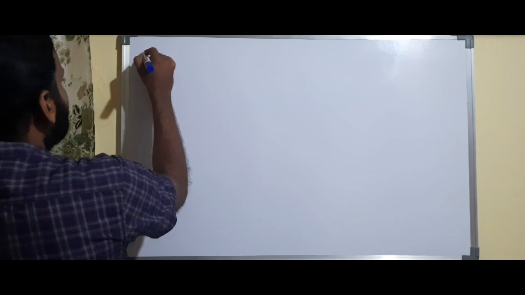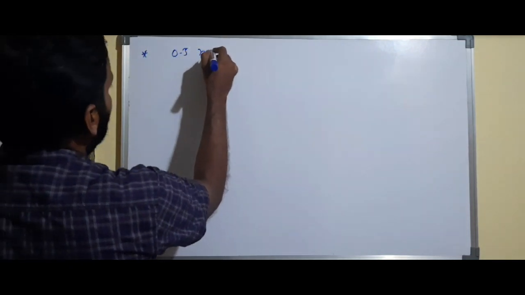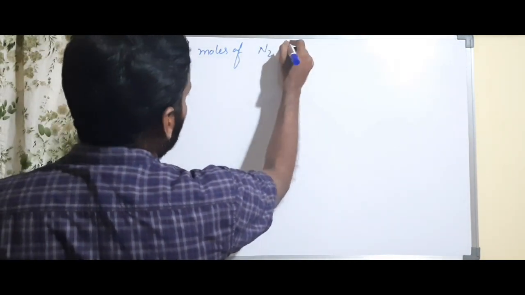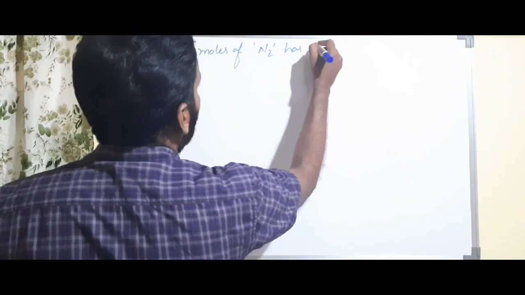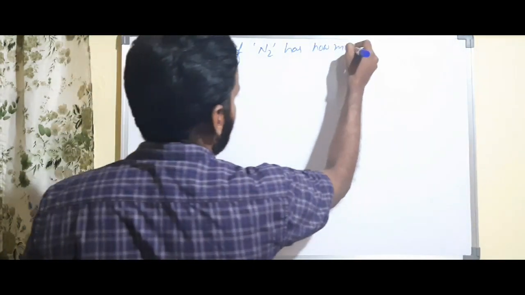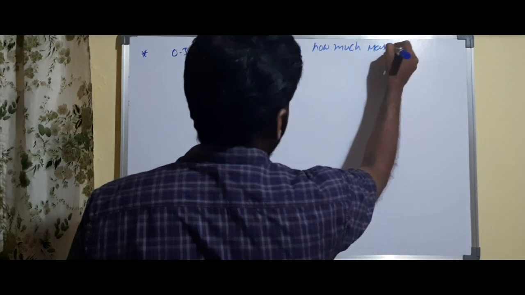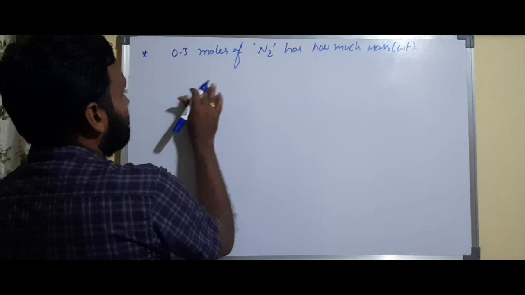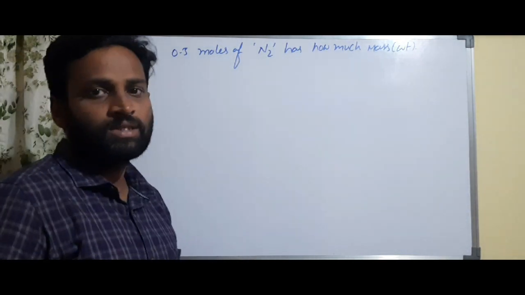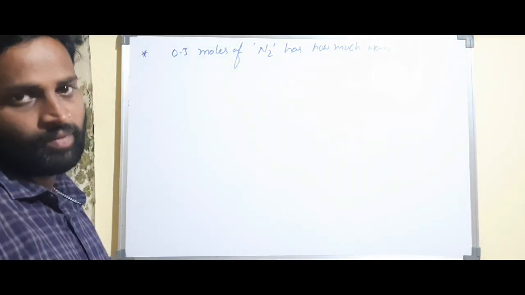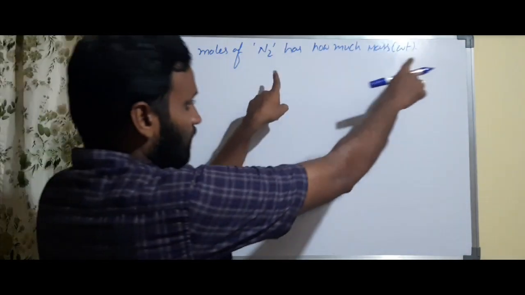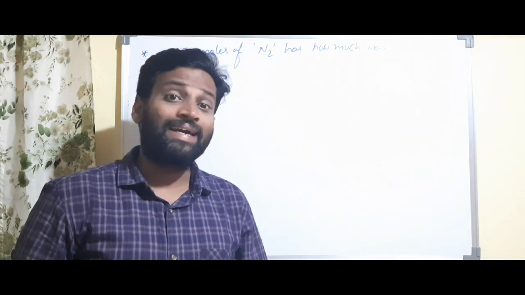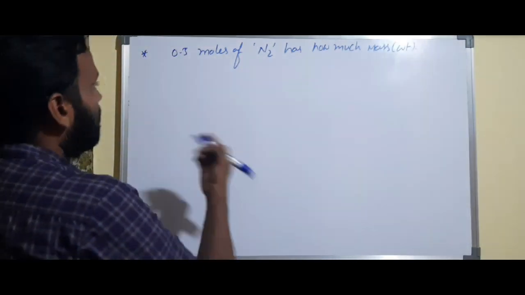So I'll give you here: 0.5 moles of N2. N2 has how much mass? Mass means weight here. If they ask, it is very simple. Now I told you 1 mole means how much? It's gram molecular weight. Previously, in the box, I gave that 1 mole of any substance is equal to its gram molecular weight. So here also, same story.